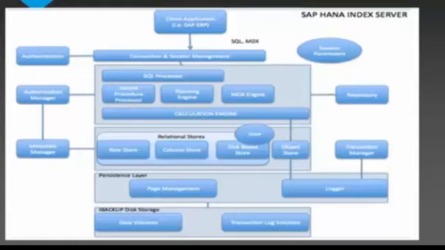So the SAP HANA database houses 4 relational stores that optimize query performance. One is row store, column store, object store, and then is disk space store. I'll be getting into the details of row store and column store.